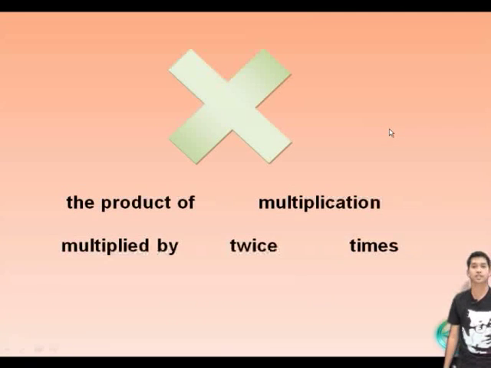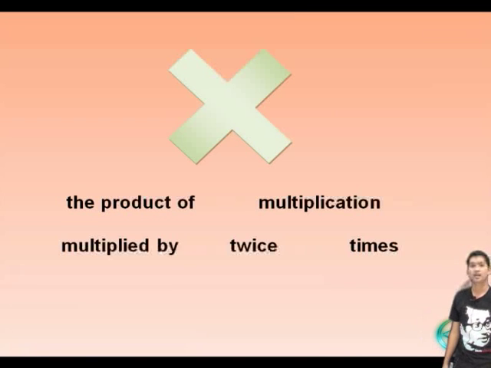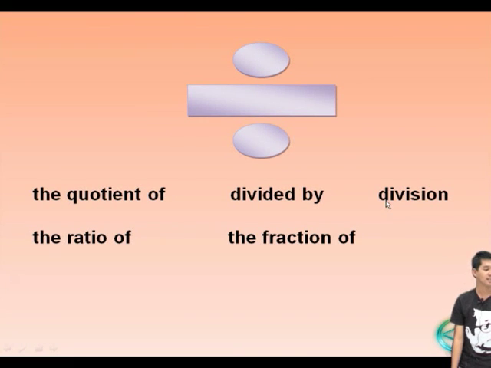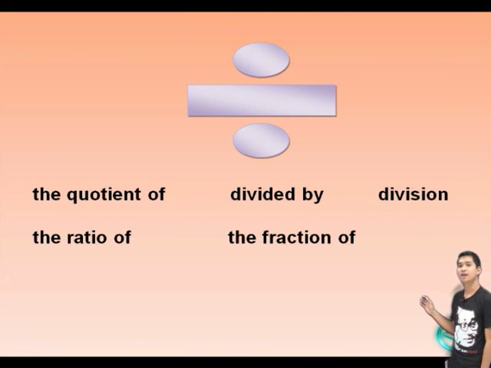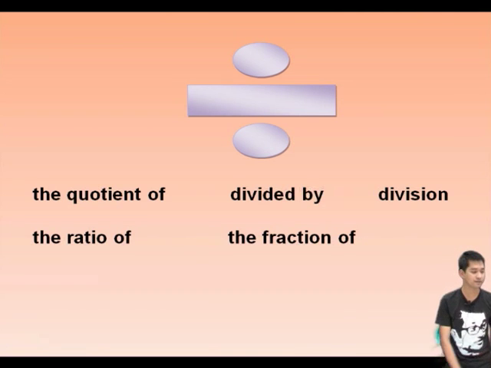Next is multiplication. These are the words or phrases associated with it: the product of, multiplication, multiplied by, twice, and times. But of course, those are not limited. There are still other words with which we can associate multiplication. Then let's go to division. So that is the division symbol. Words associated with it are the quotient of, divided by, division, the ratio of, and the fraction of.